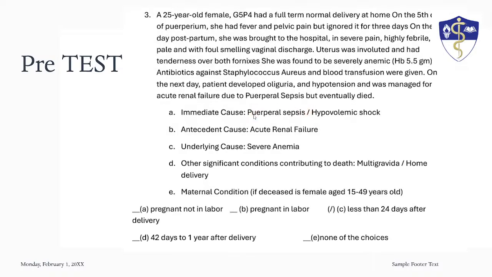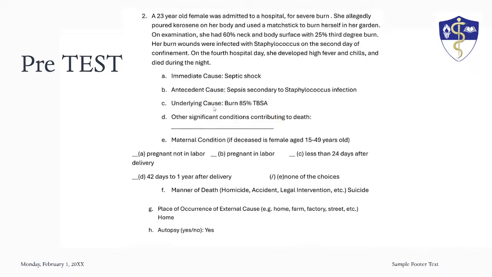Because I'm still using the pen and the laser pointer. Okay, so if you're going to use external injuries, the external event or the underlying cause is the physical or chemical in nature that caused the trauma. So the external event is yung burn. Okay, so the letter C should be the burn, third degree burn.